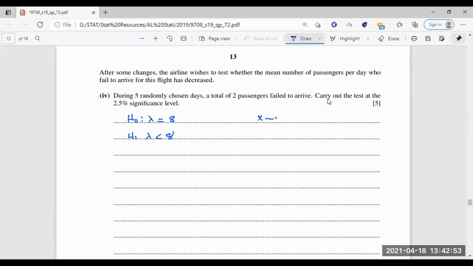We know that X is a Poisson distribution with 1.6, and this is for 1 day. Here we are talking about 5 randomly chosen days, so 1.6 times 5 will give you 8. So an expectation of 8 is given here, but the claim is that there is a decrease. So the alternate claim is a decrease. Our observed value is 2: during the 5 randomly chosen days, a total of 2 passengers failed to arrive. Now we have to test this at 2.5% significance level.